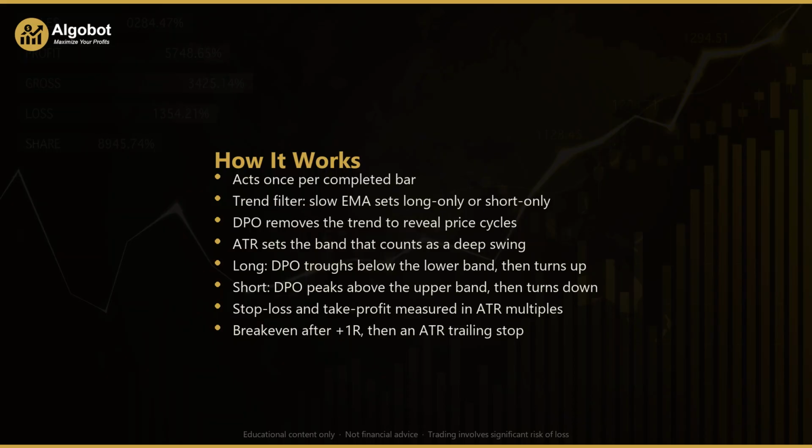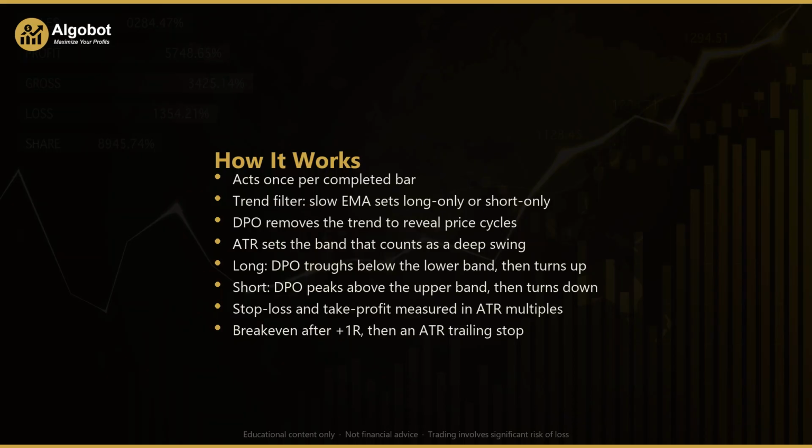Everything happens once per completed bar, so the expert advisor waits for each candle to close before it evaluates anything. First, the trend filter. The strategy reads the slow exponential moving average and compares it to the current closing price. If price is above the average, only long ideas are considered. If price is below the average, only short ideas are considered. This single rule keeps every trade aligned with the higher level direction.